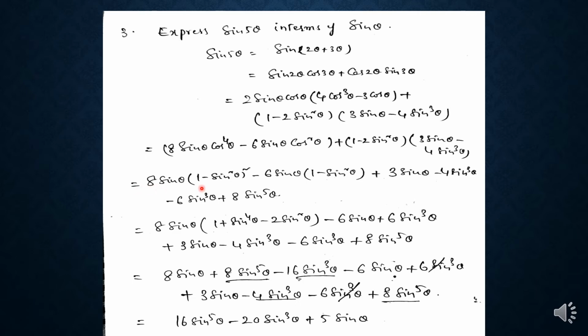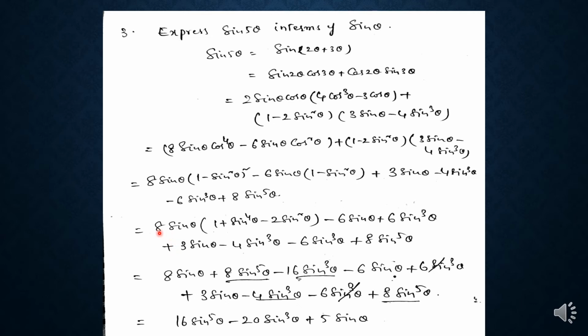By multiplying with 8 sin theta here, 8 sin theta into 1 minus sin square theta whole square, a minus b whole square form, 1 plus sin to the power of 4 theta minus 2 sin square theta, minus 6 sin theta into 1, minus 6 sin theta into minus sin square theta, that is plus 6 sin cube theta, plus 3 sin theta minus 4 sin cube theta minus 6 sin cube theta plus 8 sin to the power of 5 theta.